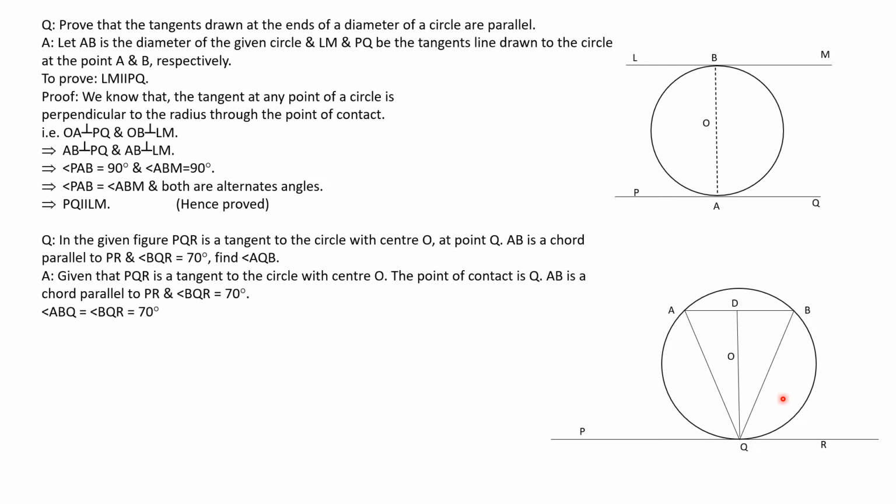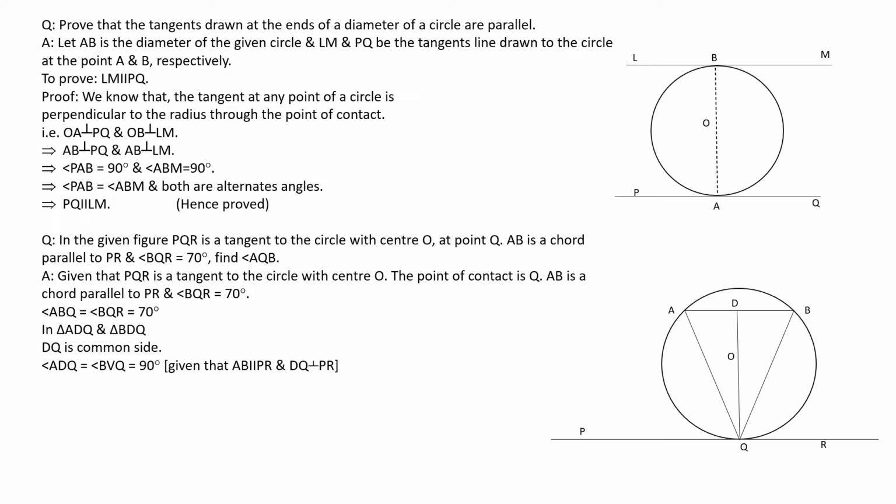Now angle ABQ equals angle BQR equals 70 degrees, because angles ABQ and BQR are nothing but the alternate angles as these two are parallel lines. So triangle ADQ and triangle BDQ. In triangles ADQ and BDQ, we have DQ as a common side.